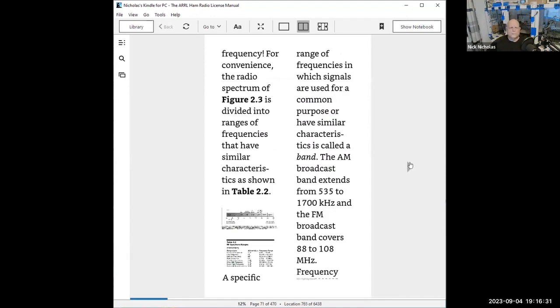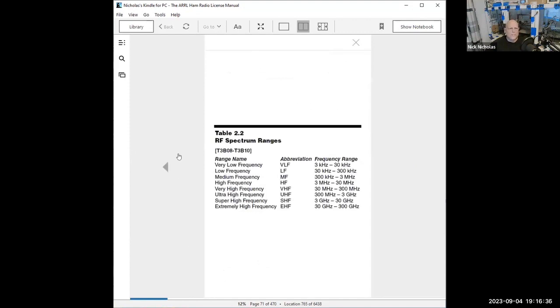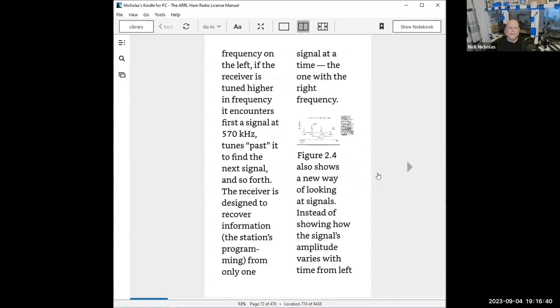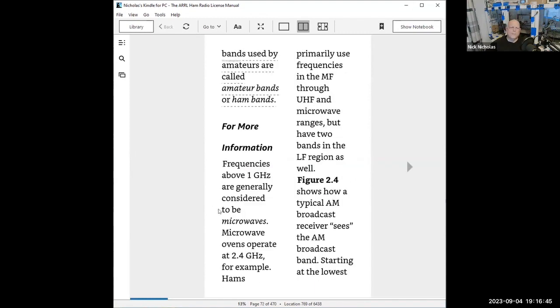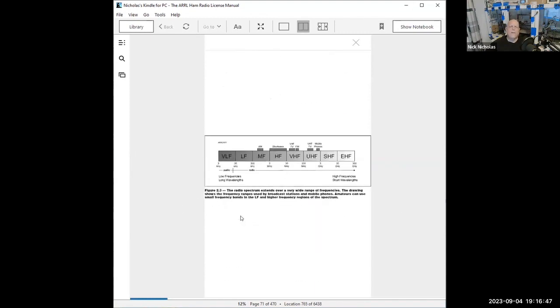Radio spectrum. I want to bring this chart up, not this one, the other one. Oh, come on. Here we go. Wish I could blow this up bigger. I can't. It's in your books. Let's take a real good close look at this. Don't forget this chart. This will help you to visualize where everything is in a radio spectrum.